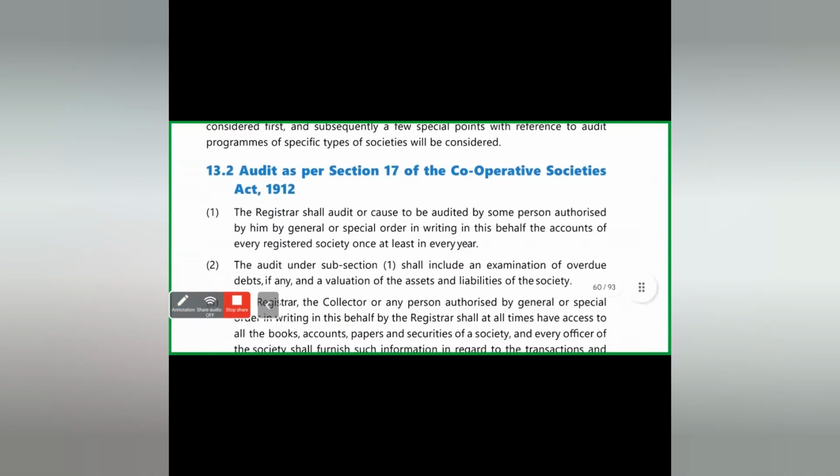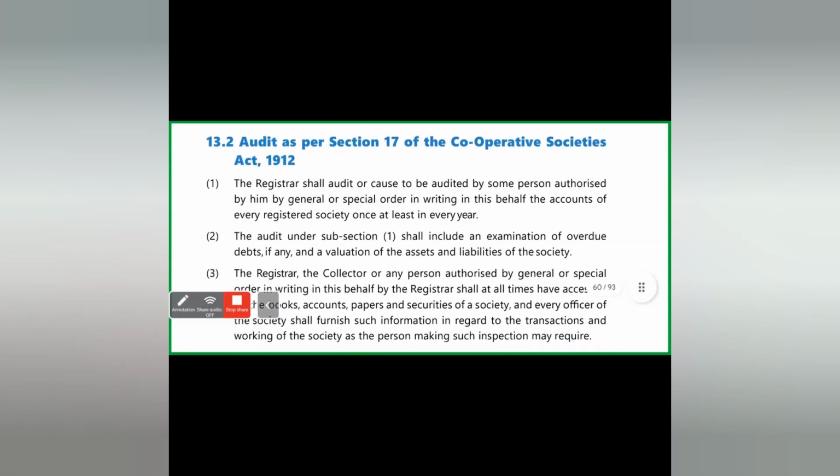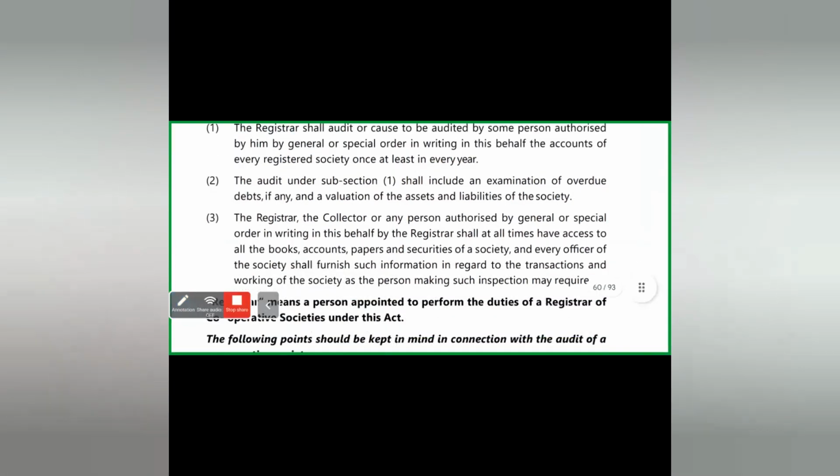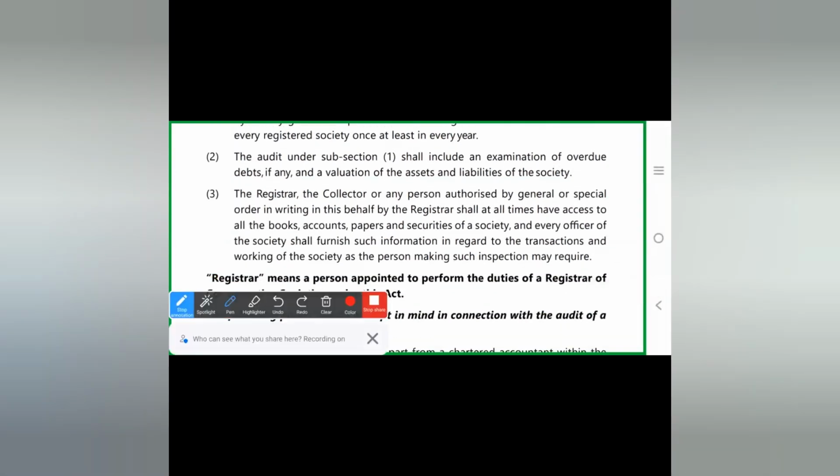So audit as per Section 17 of the Cooperative Societies Act is done here. The registrar shall audit or cause to be audited by some person authorized by him by general or special order in writing, in this behalf, the accounts of every registered society at least once in every year. Audit under subsection 1 shall include examination of overdue debts and valuation of assets and liabilities of the society.